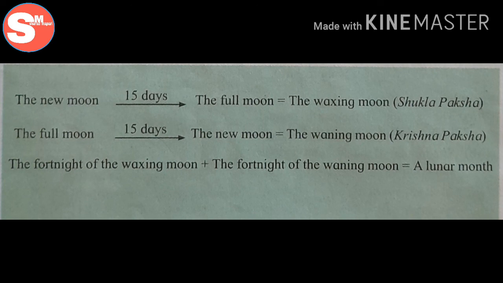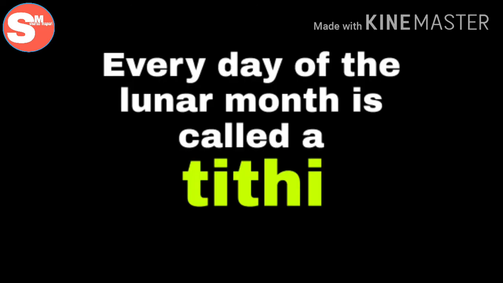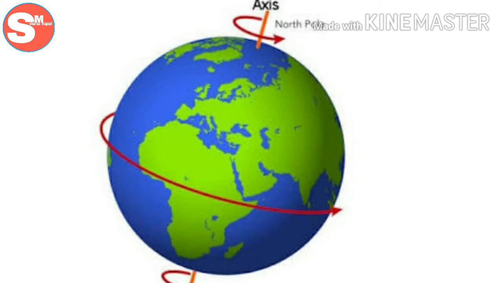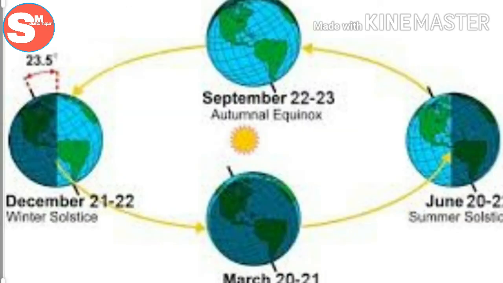Thus, the period from one new moon to the next is of 28 to 30 days. It is called the lunar month. Every day of the lunar month is called a Tithi. Always remember, the rotation of the earth gives rise to day and night. The revolution of the earth and the inclination of its axis gives rise to the cycle of the seasons.